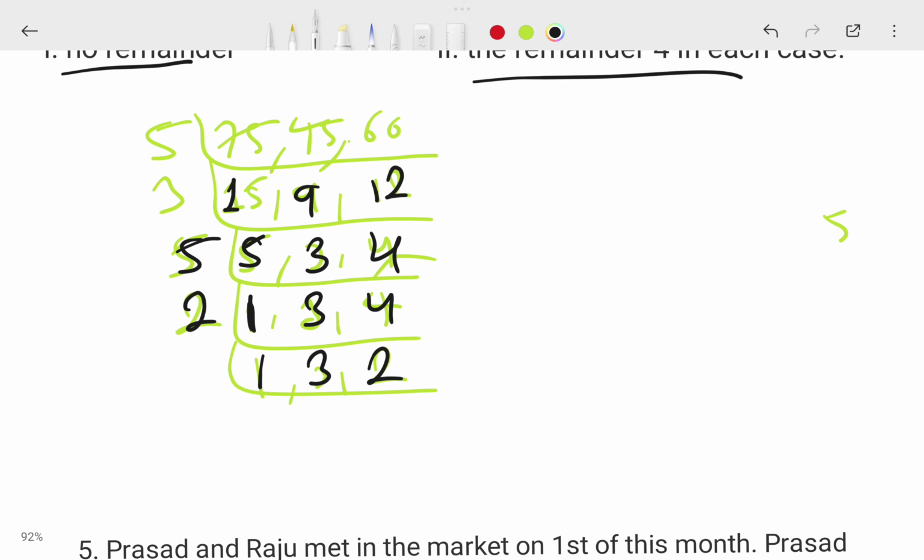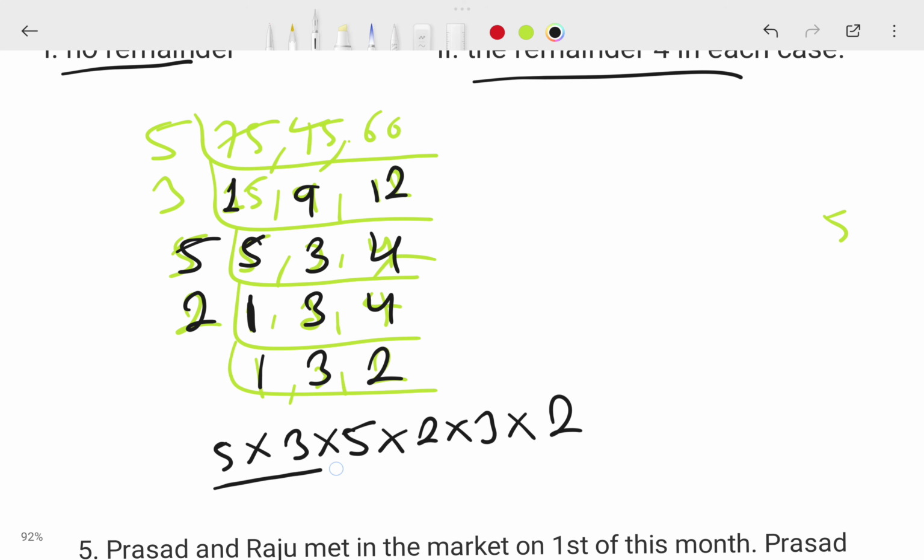Now if I do the multiplication, it is like this: 5 cross 3 cross 5 cross 2 cross 3 cross 2. This is like this: 5 cross 3, 5 cross 2, 3 cross 2. Okay, now 2 is 2 times, yes, 3 is 2 times, yes, 5 is also 2 times.